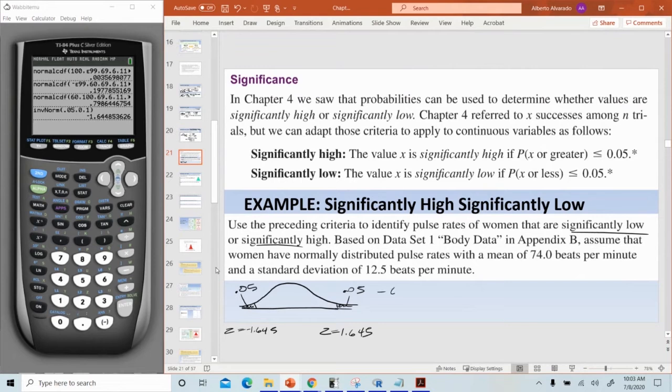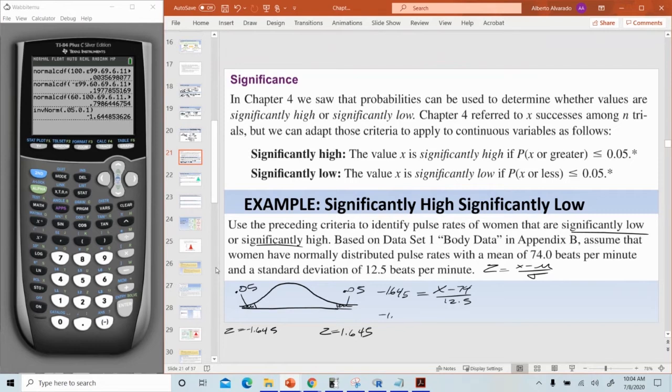So here I can solve each of these in the z-score formula. The mean is 74. Oh, equals, I should say. So the z-score is negative 1.645 equals X, which is unknown, minus the mean of 74, divided by 12.5. Hopefully you're okay if I do two things at once here. I'm going to need to multiply by 12.5, and after that add 74.